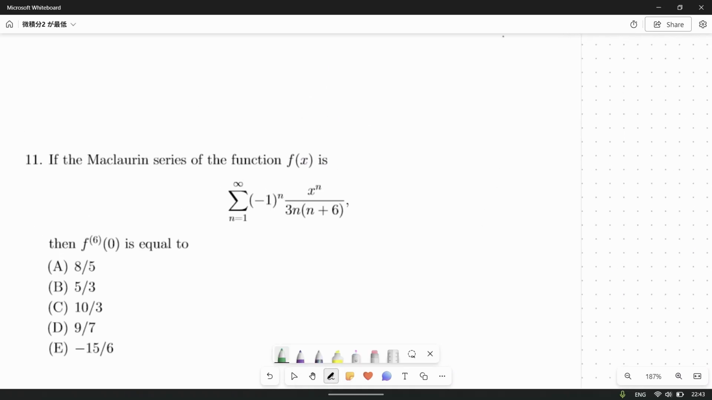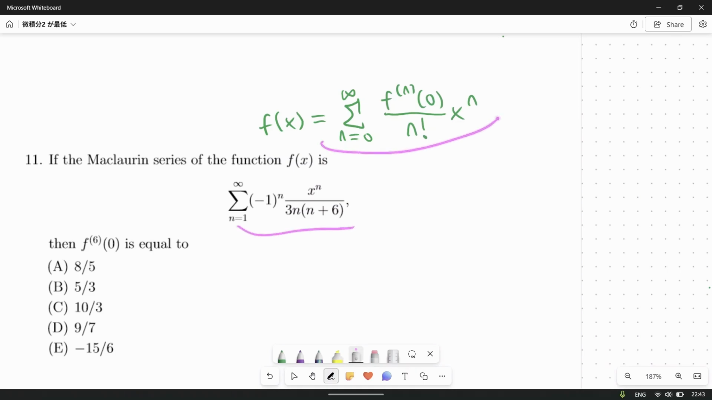To start, let me write out what that is. We know that a Maclaurin series is a special case of a Taylor series centered at 0. That gives us the formula of f of x equal to the summation of the nth derivative of f evaluated at 0 over n factorial times x to the nth power. From here, the way we'd relate this to the given series is we could just set this series equal to the general formula of a Maclaurin series, and say that this is going to be equal to just this.